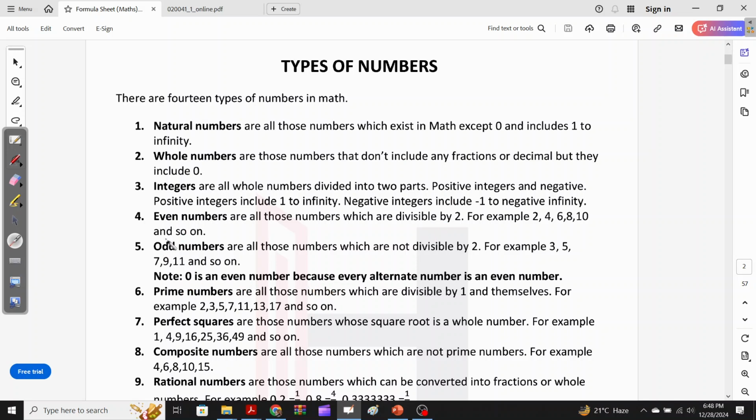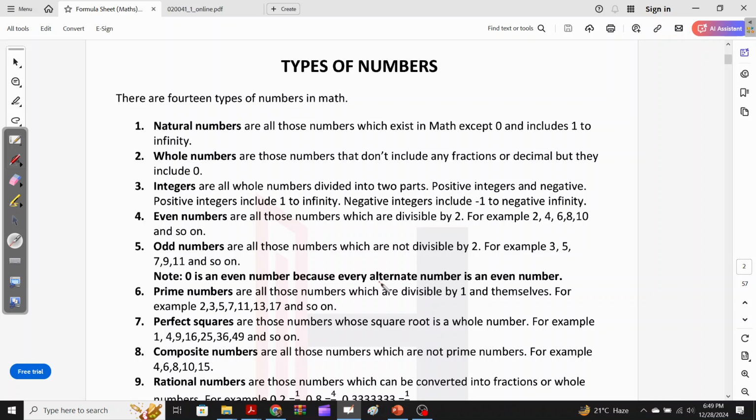Now the opposite of even numbers will be the odd numbers. All those numbers which are not divisible by 2, for example 3, 5, 7, 9, 11, 13. If you look at these numbers, they are not divisible by 2, so they will come under the domain of odd numbers. I hope you understand till here.